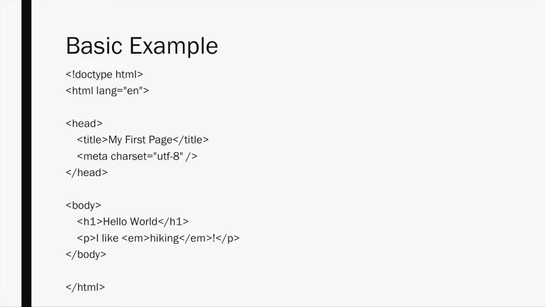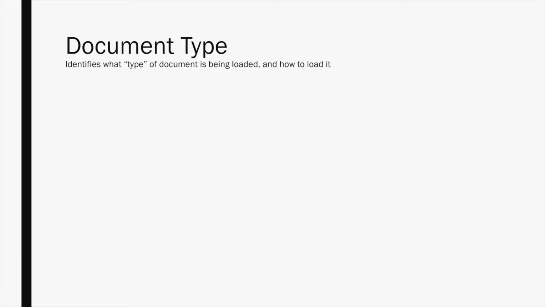First things first, let's talk about the first line on this slide, which is the doc type. What exactly is a doc type? The doc type is telling the browser or anything that's processing the page what kind of document it is, essentially what type it is, and how to load it. It may seem a little confusing, so let me elaborate.